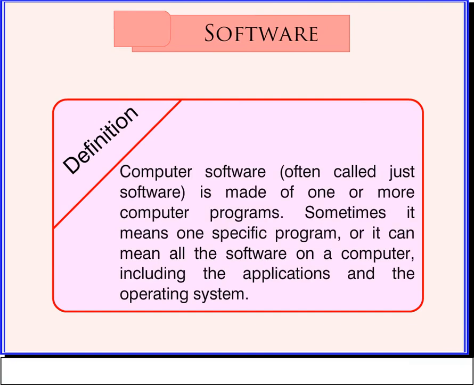Definition: computer software, often called just software, is made of one or more computer programs. Sometimes it means one specific program, or it can mean all the software on a computer, including the applications and the operating system.